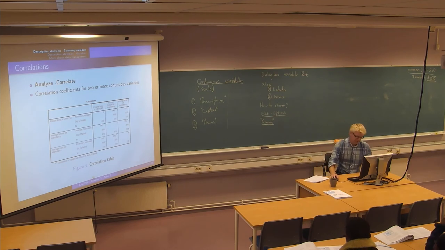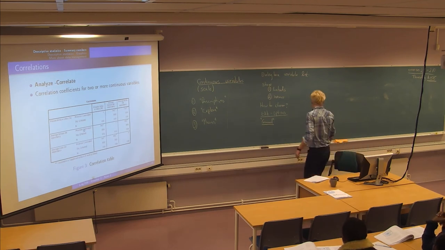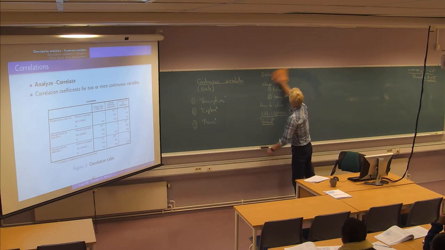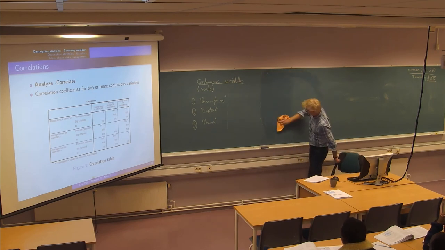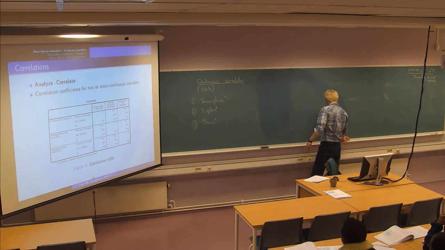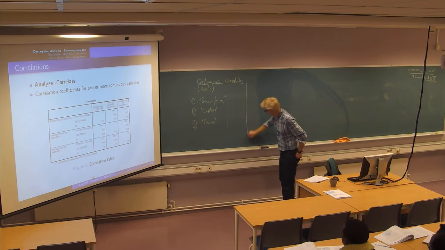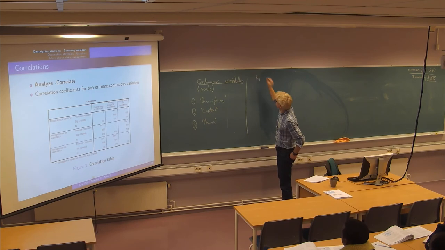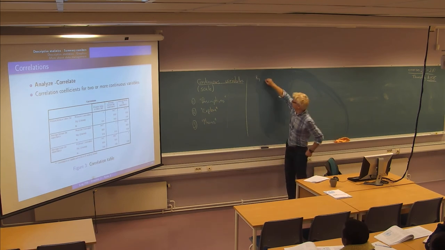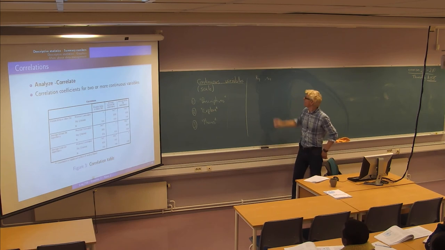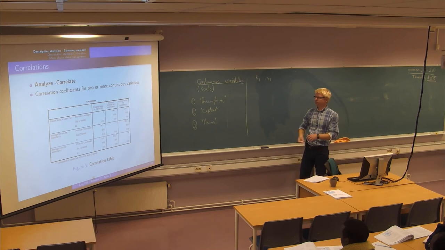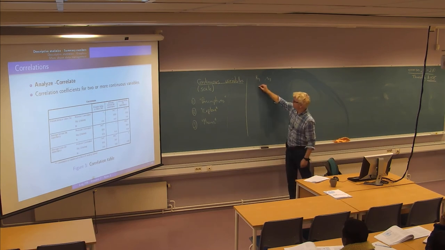So this is a very common measure in descriptive statistics, the correlation coefficient. We used to call it something like Rxy. And it's usually computed between two continuous variables. And it's a number between 0 and 1.